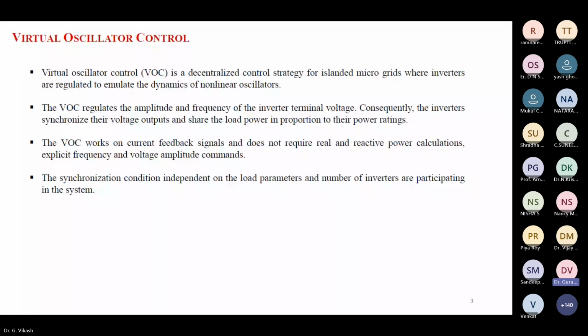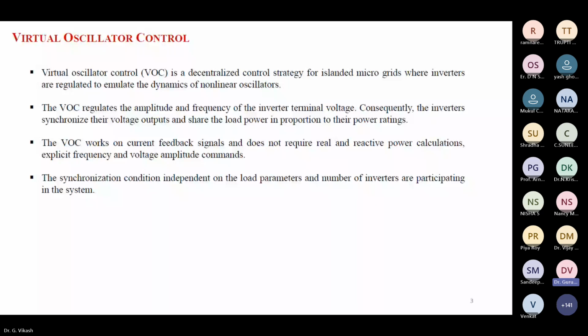And the VOC, as I told you previously, works only on current feedback signals and does not require any real and reactive power calculations or explicit frequency and voltage amplitude commands. In the case of our Droop control and VSM controller, we calculated active and reactive powers. Then we have some Droop equations or VSM equations, then a current control loop and voltage control loop. So all these things we have, and we give some voltage and frequency set points. But in the case of VOC, all these things are not required.